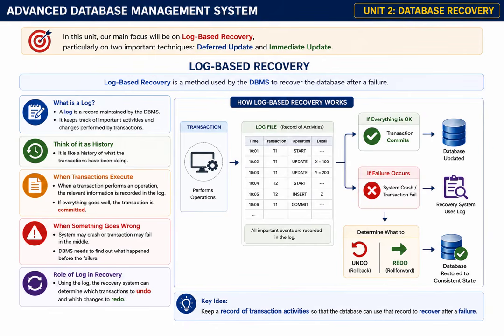Using the information available in the log, the recovery system can determine which transactions need to be undone and which changes may need to be redone. So whenever you hear the term log-based recovery, remember one simple idea. Keep a record of transaction activities so that the database can use that record to recover after a failure.